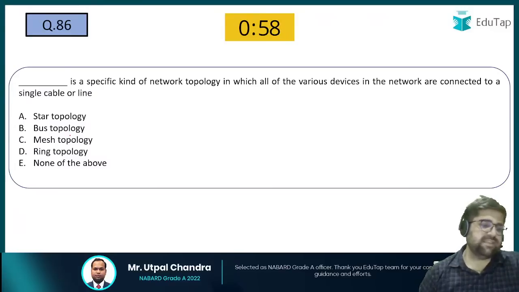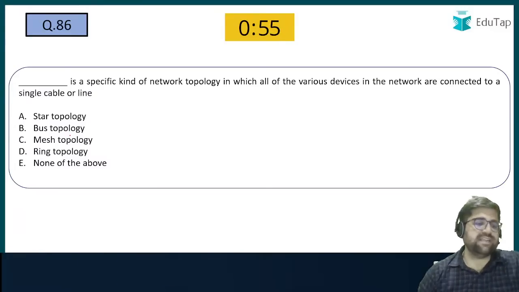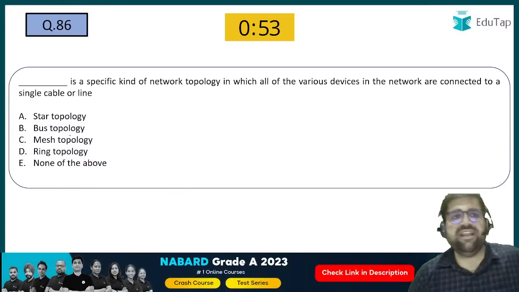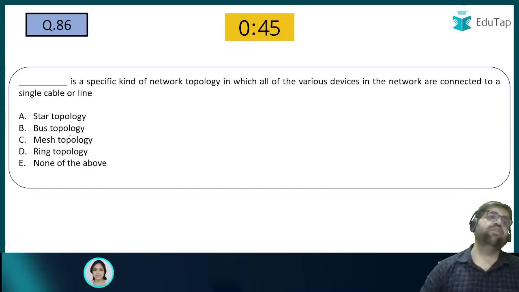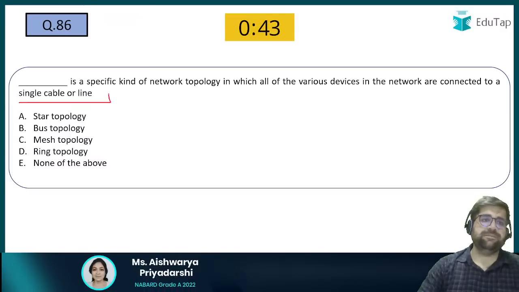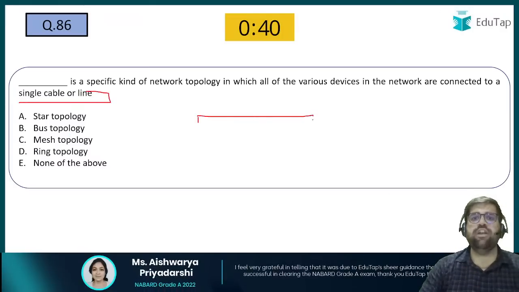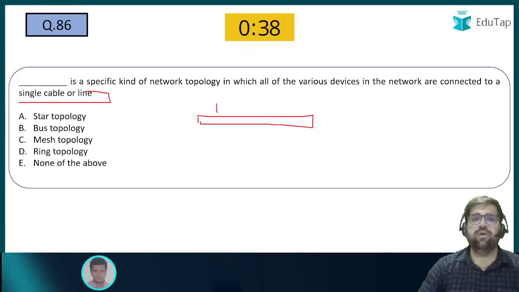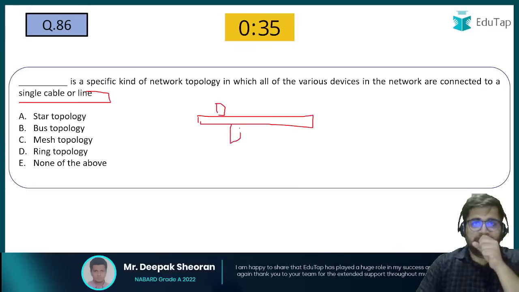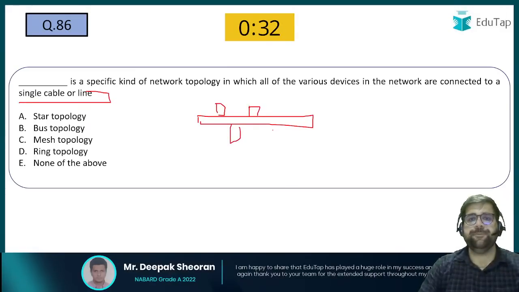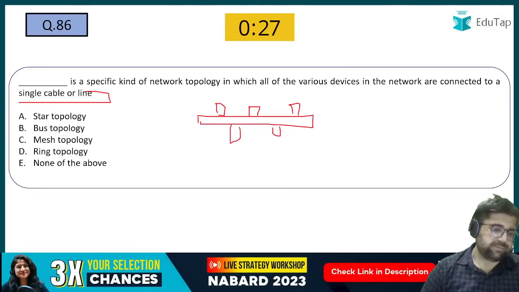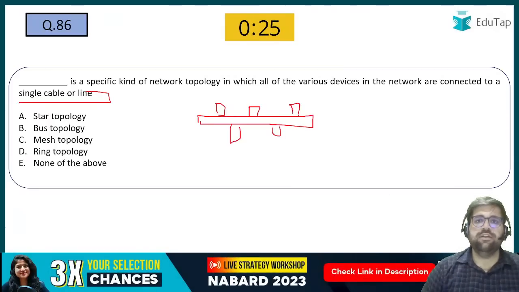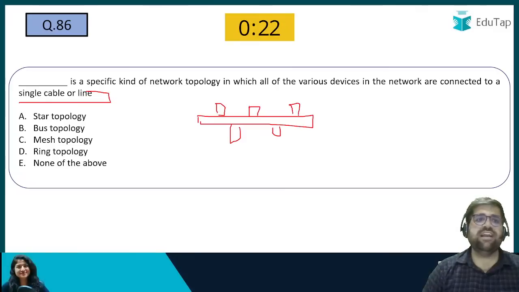Question number 86. Dash is a specific kind of a network topology in which all the various devices of a network are connected to a single line or cable. So basically, they all are connected to a single line or cable. I have drawn the diagram also. All the various devices are connected to a single cable or line.